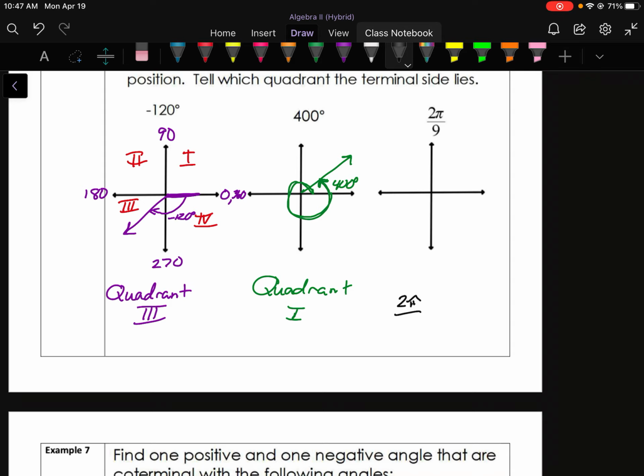So we'll go 2 pi over 9 times 180 over pi. The pi's will cancel. If you can, you should cross-reduce, so 9 and 180, we can divide them both by 9, so we get 1 and 20. Then if you multiply, 2 times 20 would be 40 degrees, so we're really just trying to draw a 40 degree angle. So we'll start at the positive x-axis, we'll go up 40 degrees, and again that falls into quadrant 1.